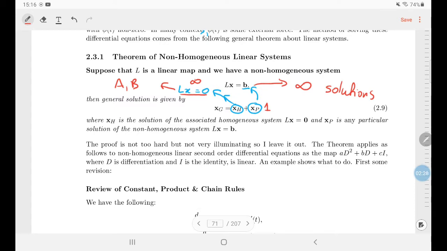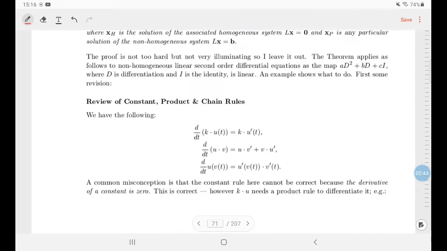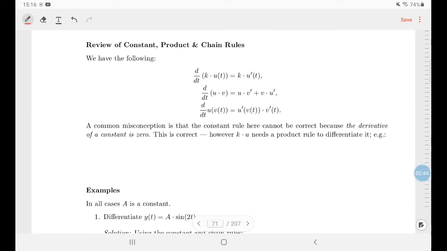It turns out that if you add together the solutions of the homogeneous, so you solve it equals 0, that's where you get your infinitely many solutions, and then you just add one solution of the actual problem you're looking at, and then you get all of them. I think that's probably better explained with examples, as we will do.